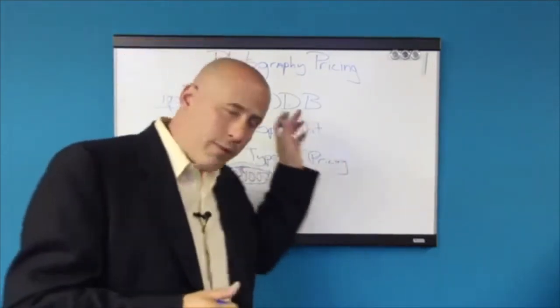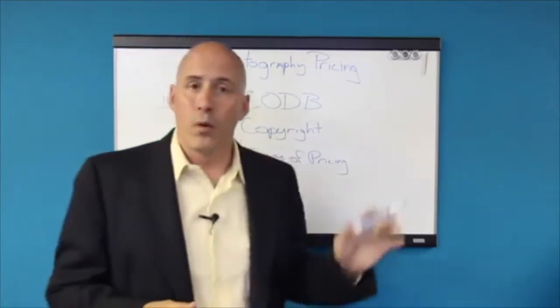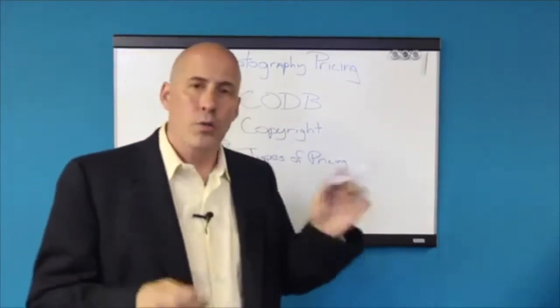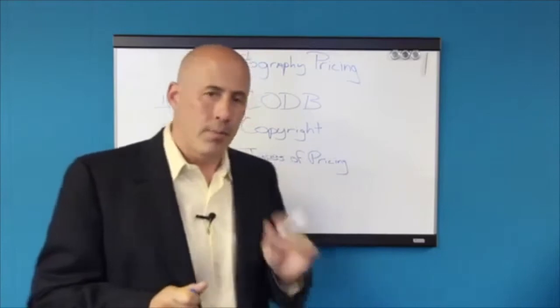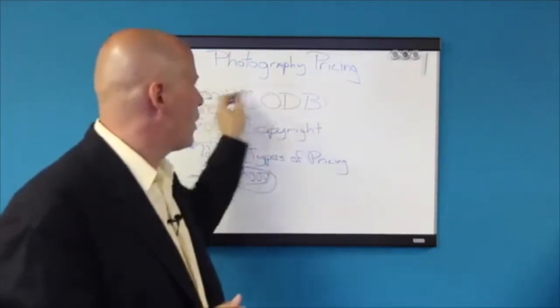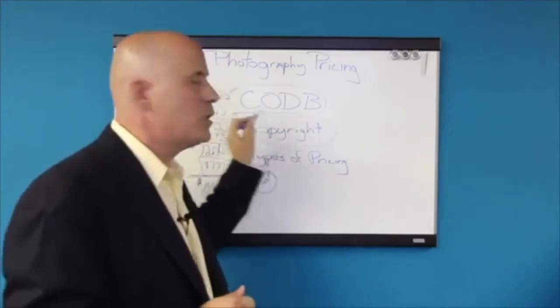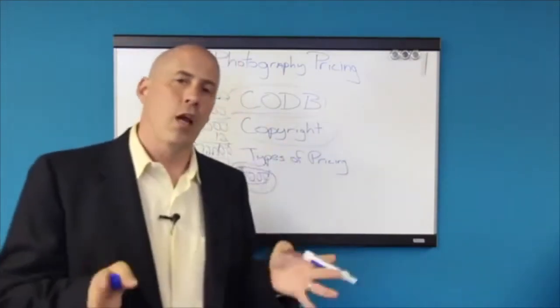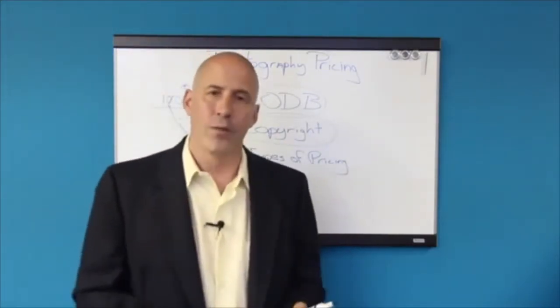So, okay, let's use this $1,000 number. In the future segments that we work here, we'll use the $1,000 number. We'll also use the $1,500 number, but I'll explain that in a moment. Because next, after we figured out our cost of doing business, we need to consider the usage of our photographs. And it starts with the copyright conversation.